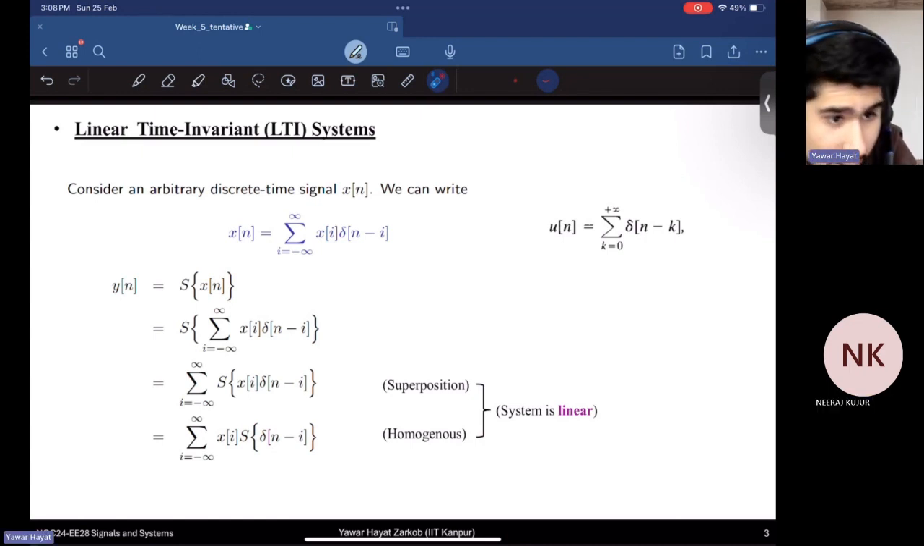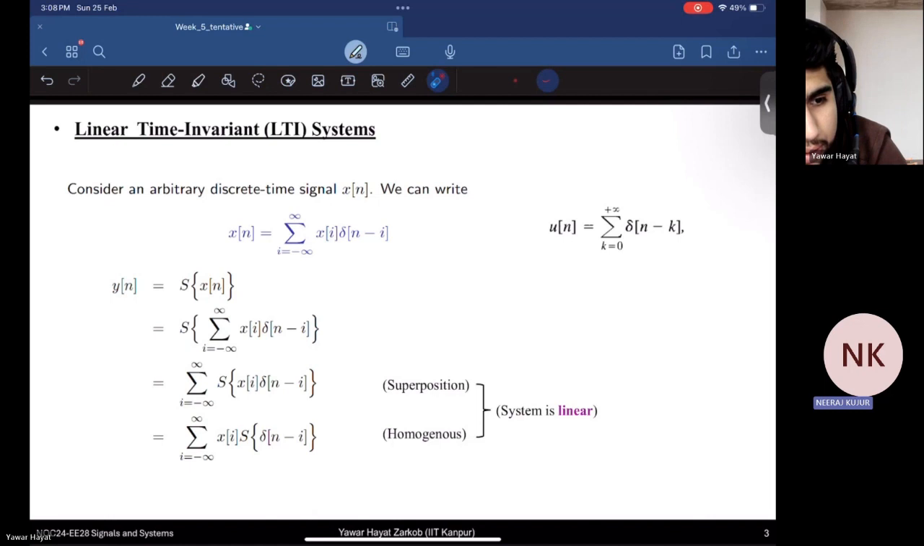Yes, this is a discrete time signal. What I'm trying to do is develop a motivation for the convolution sum in the discrete time case, and from there onwards we'll write the convolution integral on similar lines. That is my objective. Is that clear?